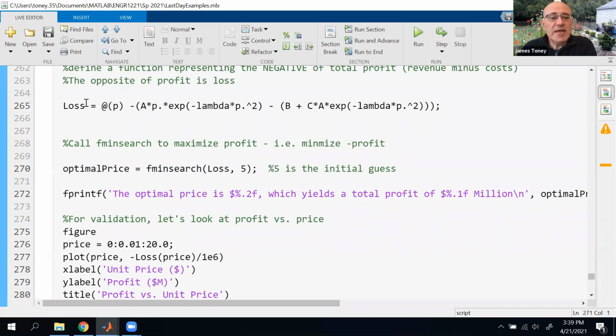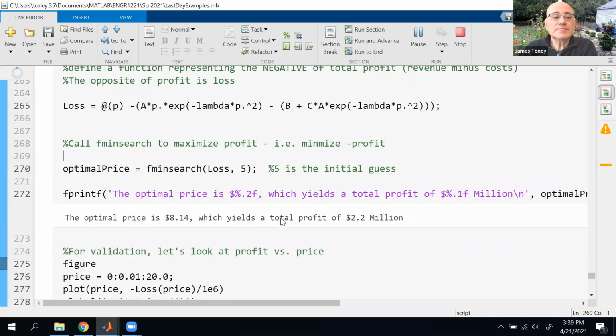So what this will do, it'll take this function that we're trying to minimize with a starting guess of 5, and it'll find the value of P that minimizes that function. And that's what it will return to me, and I'm calling it optimal price, and then I'm going to print it out. So let's see what happens. All right, it says the optimal price is $8.14, which yields a total profit of $2.2 million. Or again, strictly speaking, it's not profit, it's net income.